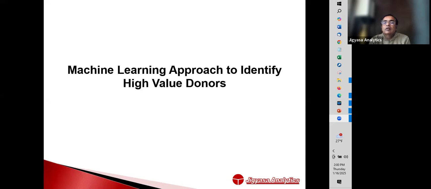So today we are going to talk about high value donors, and we'll talk about it from a prospecting perspective. We will have another session on identifying high value donors among existing donor base. But this is more from a prospecting perspective when you are trying to get new donors through the door. How do you get ones who have higher value of donation? How do you do all of that? And why machine learning is well suited for this exercise?